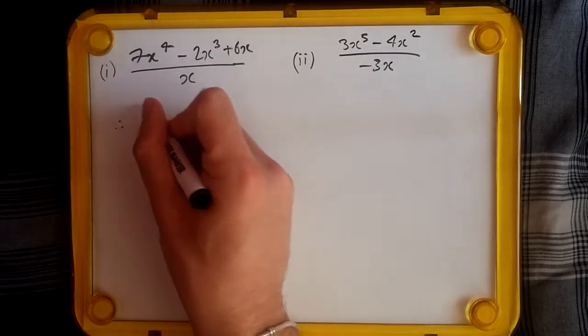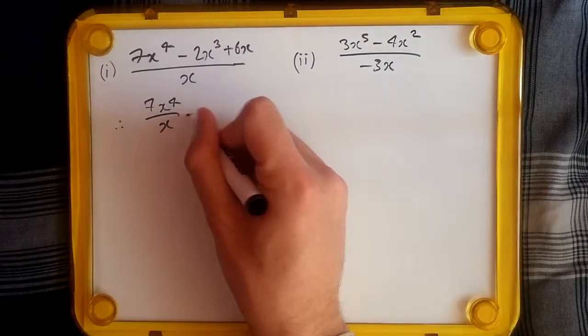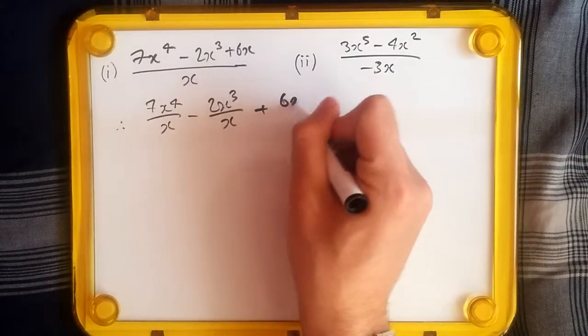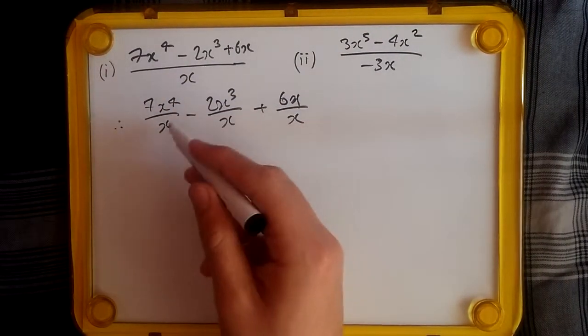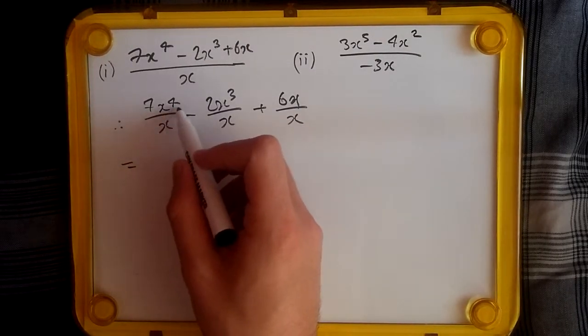Here we can rewrite this fraction as 7x to the power 4 over x, so dividing everything by x, minus 2x cubed over x, plus 6x over x. And now it's just a case of eliminating terms. So what do we have here? Now we have 7x to the power 4 over x.